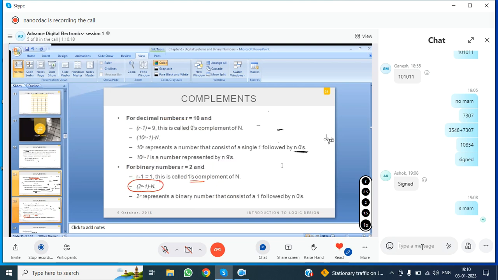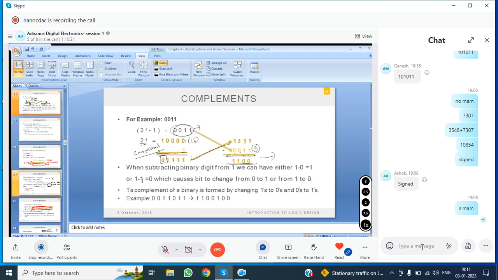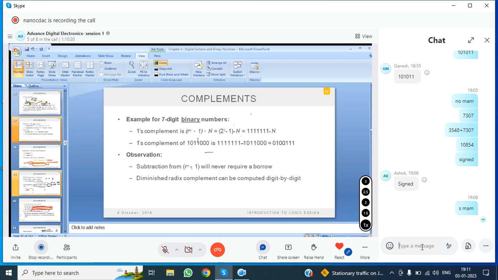And in diminished radix complement, for decimal numbers r is equal to 10, and you can do it either for decimal numbers or binary numbers or octal numbers, whatever it may be. You can find out the diminished radix complement. So it will be like this.